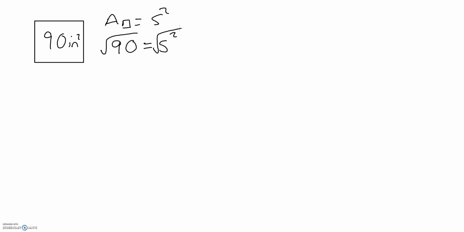Square root of 90 ends up being 9.48, or about 9.5, is equal to square root of s squared is just s, and that'd be 9.5 inches.